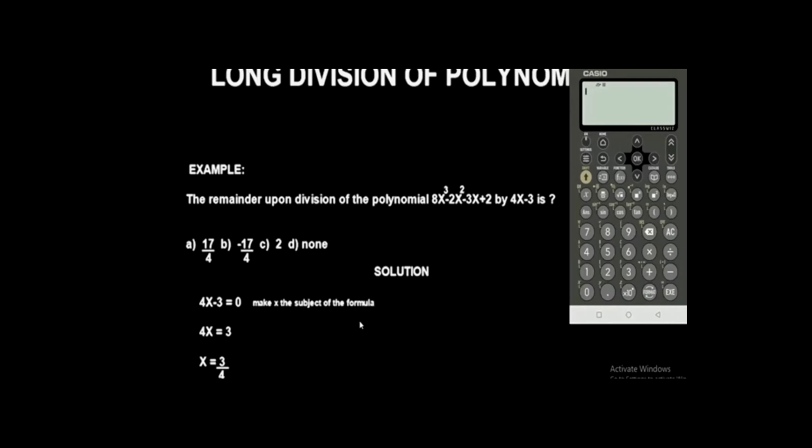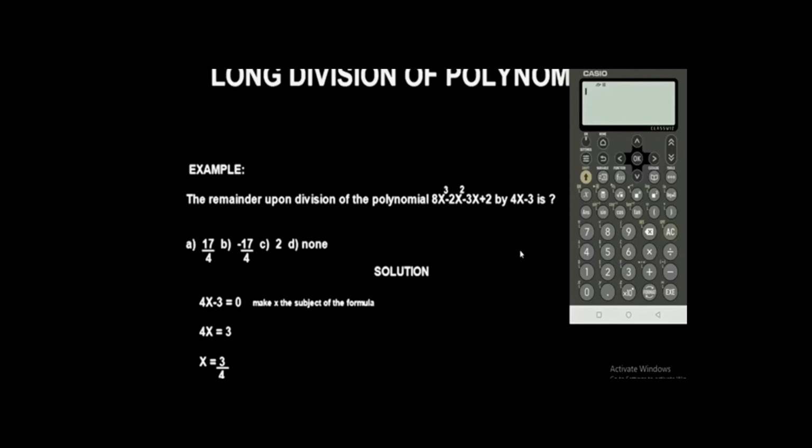So that's the idea. Any divisor that is dividing the dividend of the polynomial, that divisor you equate it to 0 and make x the subject of the formula. Alright, so that's the idea. Now let's do this. Let's store 3 over 4 on this calculator.